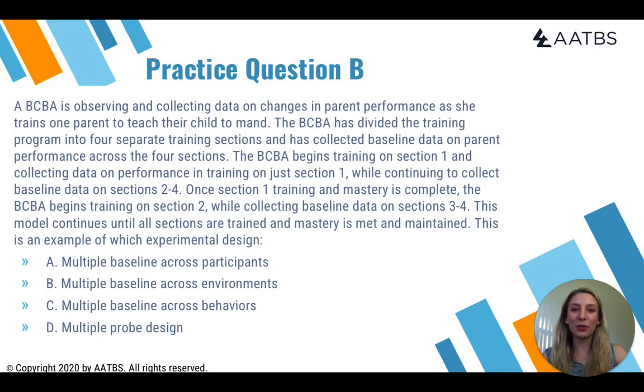All right, so now that we've had another opportunity to break down this question stem, identify those keywords, and review some of the concepts in our answer set, what do we think is the correct answer for this question? This example is which experimental design? A multiple baseline across participants, across environments, across behaviors, or a multiple probe design? What do you guys think is the correct answer here? Let's find out if you got it. Our correct answer is going to be C, a multiple baseline across behaviors.